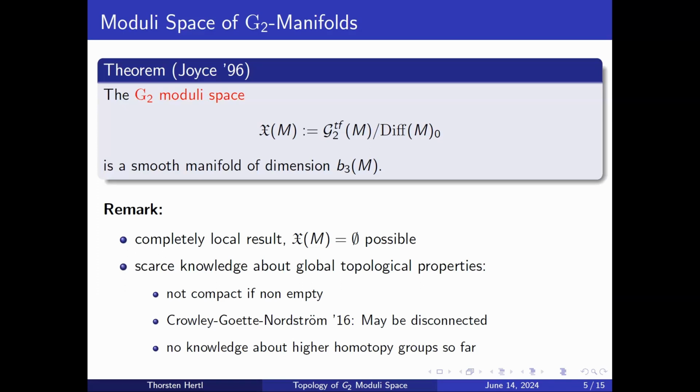It's not an abstract result. Dominic Joyce also wrote down local charts, and these are just given by sending an equivalence class of such a torsion-free G2 structure to a cohomology class. This is a local formula for this. However, that result is entirely of local nature.